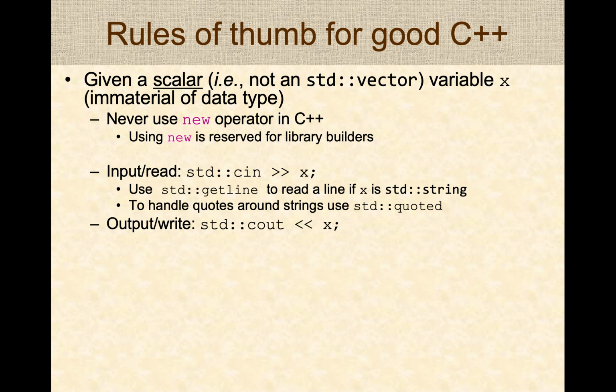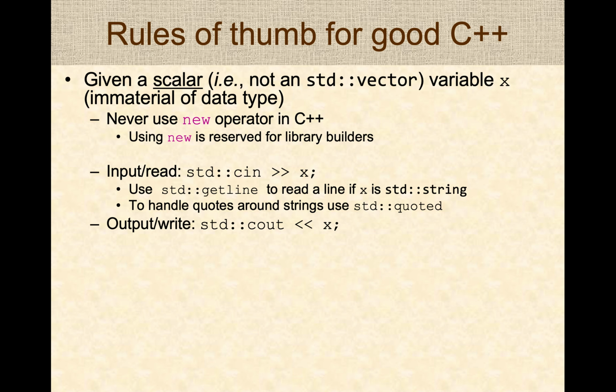Now let's summarize what we have reviewed in this presentation so far. Given a general scalar variable, this is like a single value, you should never use the new operator in C++. The new operator is reserved for library builders, so do not use the new keyword in your programs. That's just a bad idea. In general, when you want to read inputs, prefer the stream extraction or greater than operator. If you want to read a whole line of input, use the getline method. And if you want to handle quotations, use the std::quoted method.